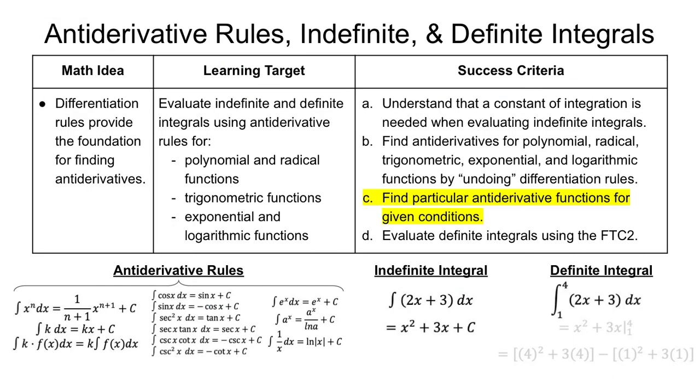So now we know how to find these particular antiderivative functions. If the original function is f of x, and then they give us some information about the antiderivative, like f of a is equal to b, then we can use that to solve for c, and then find the particular antiderivative functions.